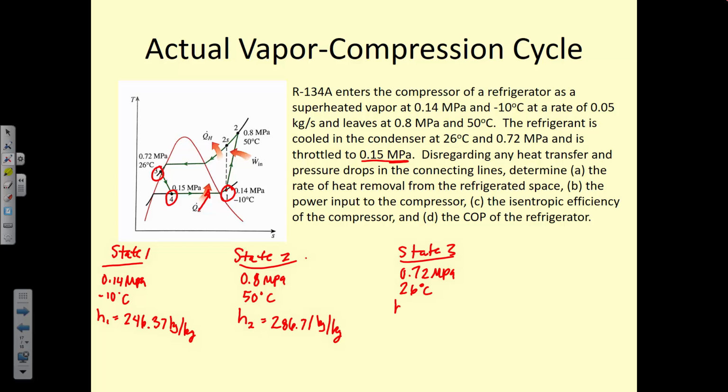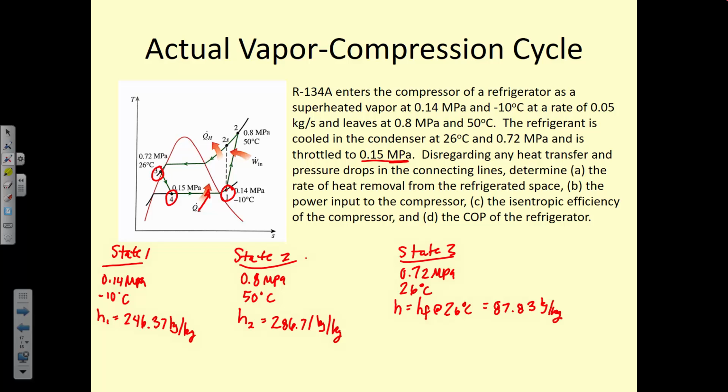Okay, so we have to look, H is equal to H sub F at 26 degrees Celsius. How much error will that be with R134A? I don't know. 87.83, can't read my own writing. Probably 0.83 kilojoules per kilogram.